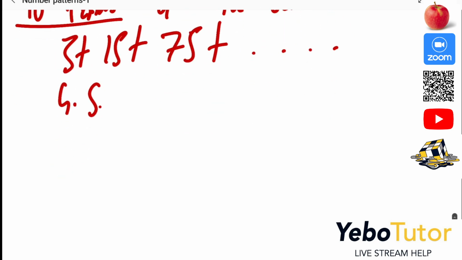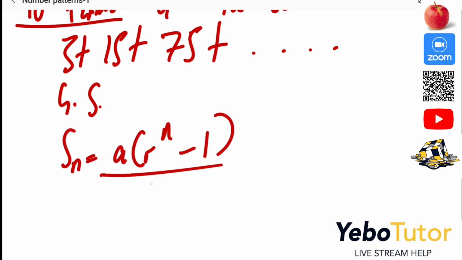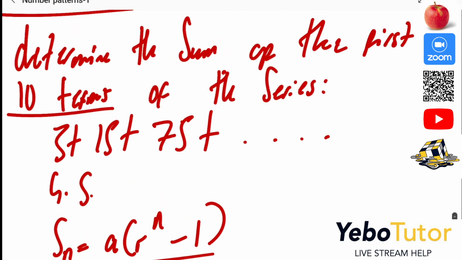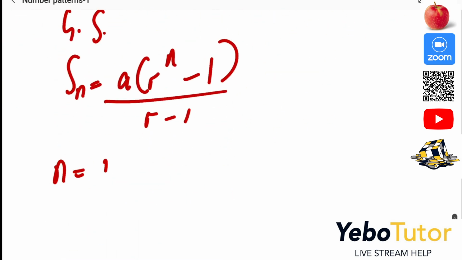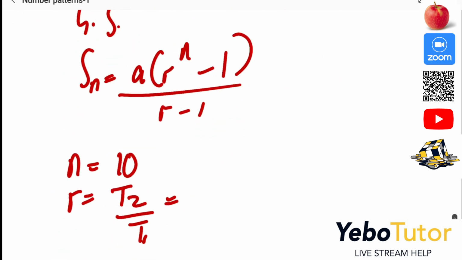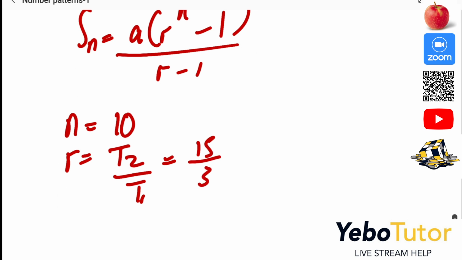And we need to understand that for the geometric series our equation Sn is always equal to a(r^n - 1) divided by (r - 1). Now what is n? n is given already, for the first 10 terms, so our n will be 10. Then our r is the common ratio, which is t2 divided by t1, which is 15 divided by 3, which is equal to 5.